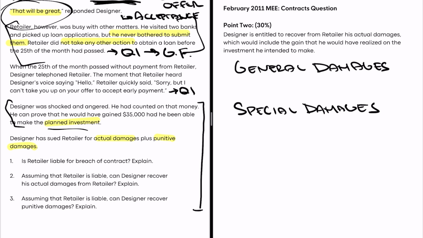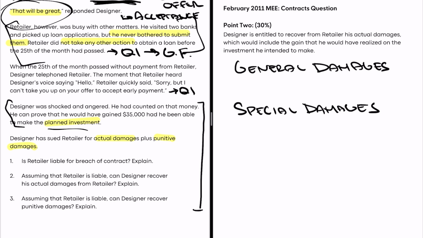General damages are damages that are typically associated with breach of contract actions. Remember, this would be like the cost of storing rejected goods or transporting rejected goods, right? Someone rejects the goods, you have to move them to a different place. There's costs associated with this. That would be typical in a breach of contract action. Those are general damages, right?